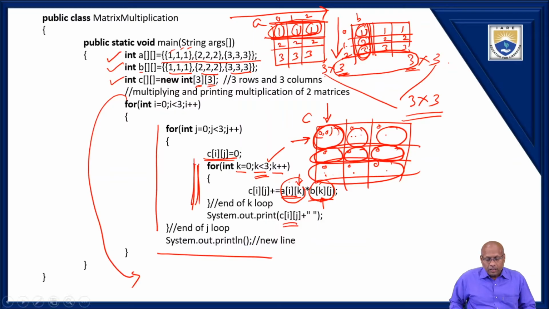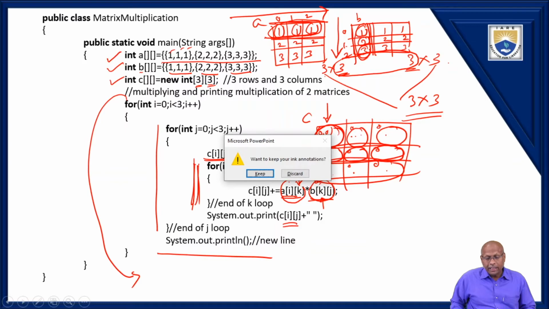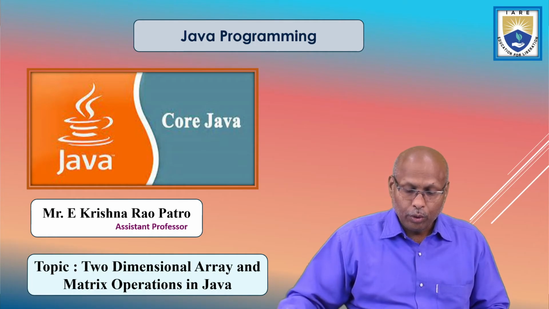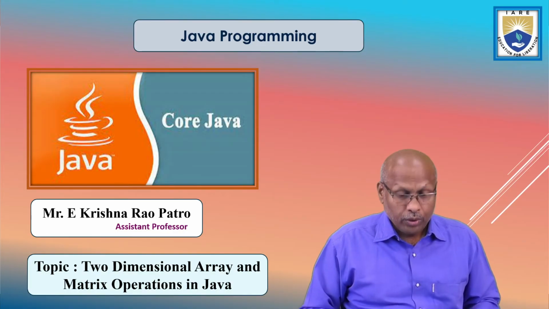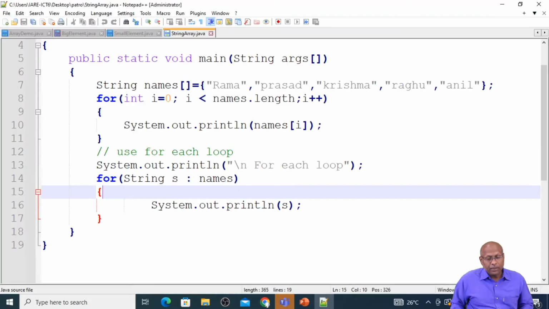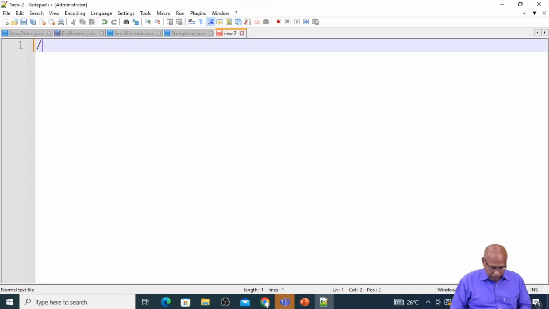Now, if possible, I will write it in a generalized way. This is the static way. Then we'll go for the generalized way. How can we do it in a generalized form? I'll open my notepad and show you how you can do matrix multiplication in a generalized way. Matrix multiplication in generalized format.